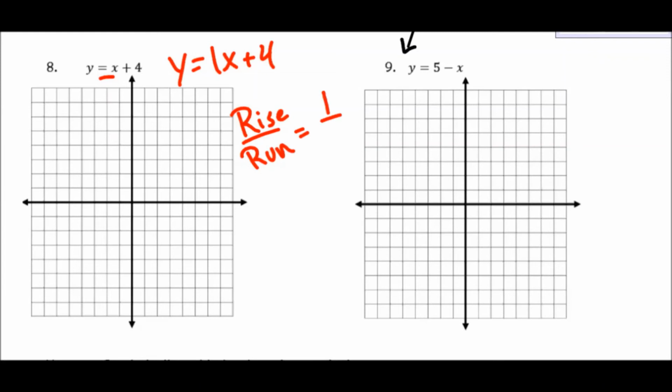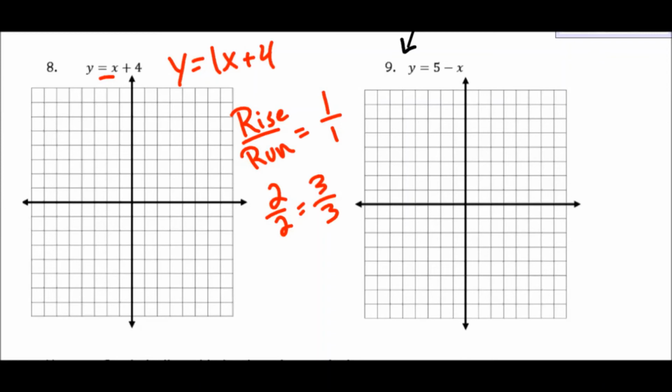So we can think of that as 1 over 1. You can think of that as 2 over 2, 3 over 3. You can count out any of those rises and runs. It actually doesn't matter. I'm going to use 1 over 1 just because that's the simplest. I'm just counting 1. But you can use all of those. Those all simplify to 1.